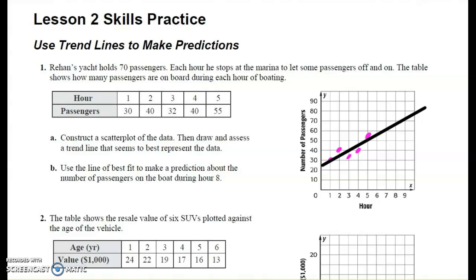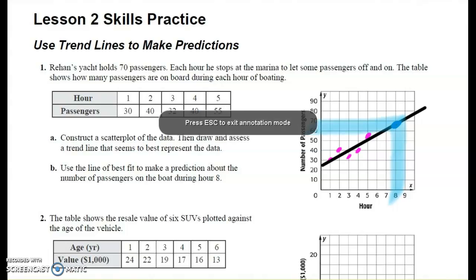Next, I need to use that line of best fit to make a prediction about the number of passengers on the boat during an 8-hour period. So hours are my x-axis. I'm going to go up from 8, and then I'm going to go over, and I would say that the line is around the 65 range. Now, let's see what this looks like on a calculator.